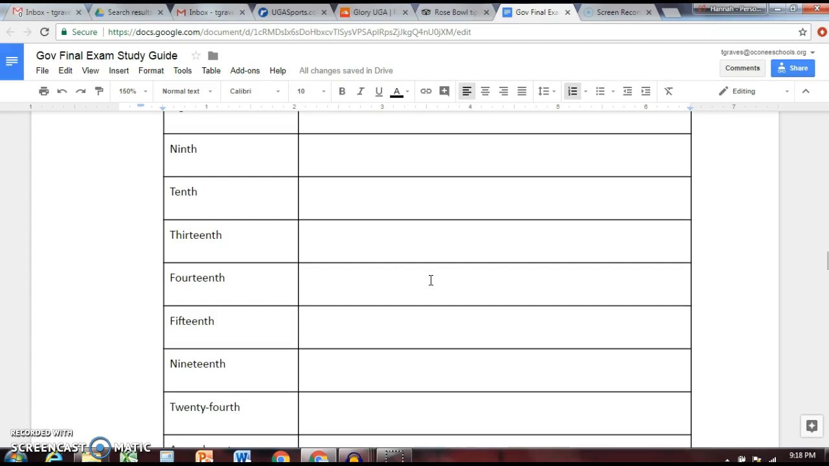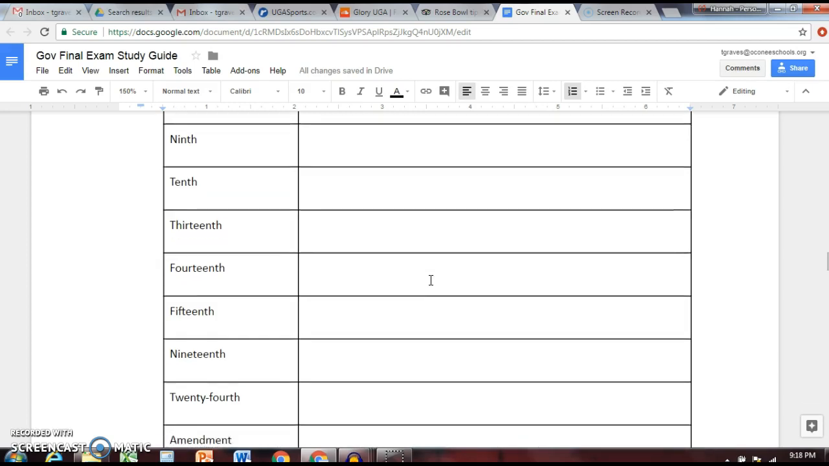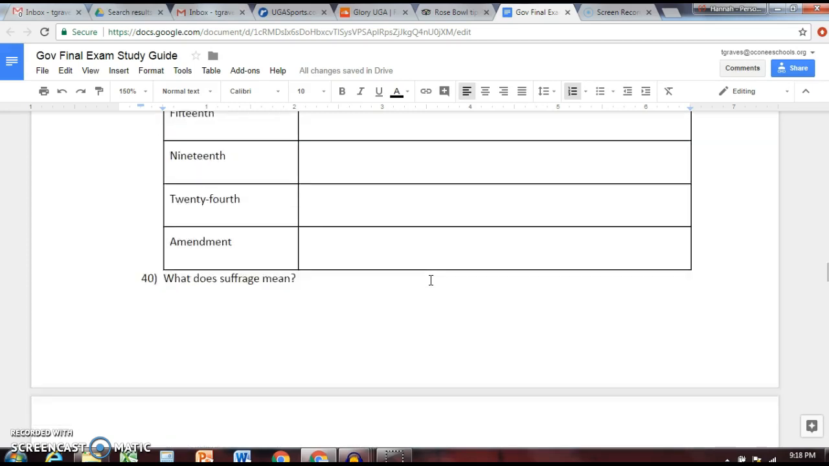So the 15th and 19th, we talked about this in the first video, are what we consider suffrage amendments. They deal with voting. The 15th Amendment deals with former slaves and the right to vote, whereas the 19th Amendment deals with women having the right to vote. The 24th Amendment deals with voting rights being protected from taxation. Don't really have to worry about that one. That one's not going to be on the final exam.